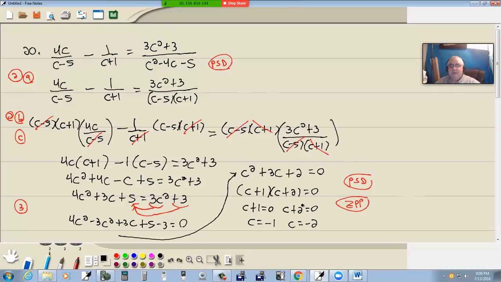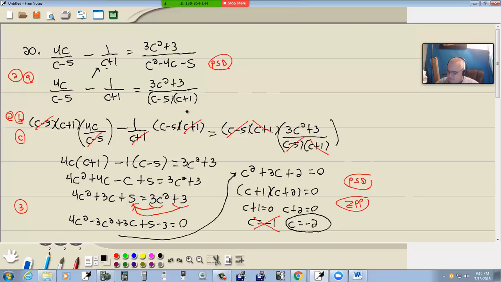Maybe. Remember, we have to semi-check our answer. If I put negative 1 back in my original problem, for example, if I put it right here, I'd have negative 1 plus 1, which gives me a 0 in the denominator, and I can't have that. Now the negative 2. Put negative 2 here, I got negative 2 minus 5, that's not 0. Put negative 2 here, negative 2 plus 1 is not 0. Put the negative 2 here, negative 2 squared is 4. Put the negative 2 here, negative 4 times negative 2 is 8. 4 plus 8 minus 5 is not 0. So our answer is c is equal to negative 2.